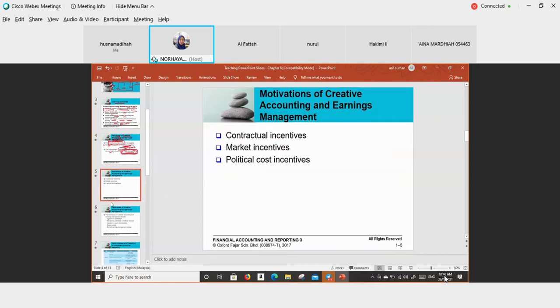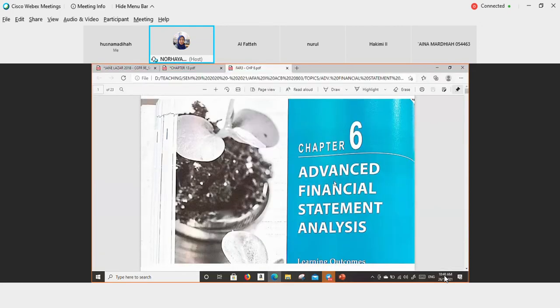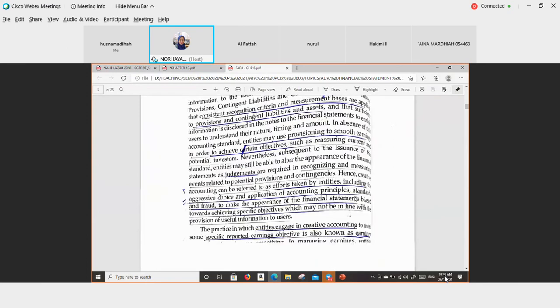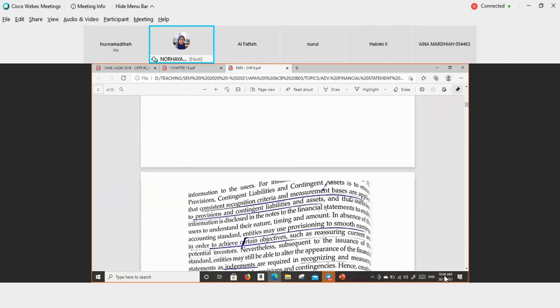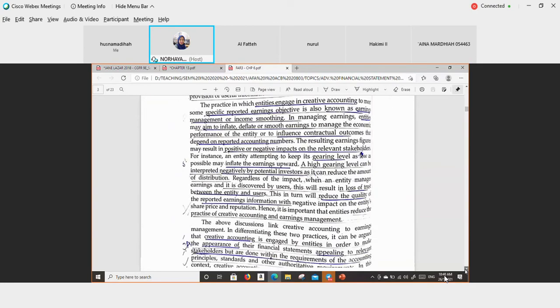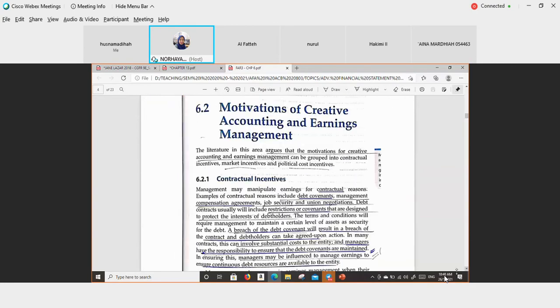So there are motivation. Kenapa? Motivation of creative accounting. Why management is really encouraged to do this creative accounting. What is this motivation? So this is in your textbook. Refer to your textbook. Definition you can read on your own. Boleh baca kat sini. Saya ada highlight dalam textbook you tu. Please, ni keluar dari exam ni. So motivation. First is contractual incentive.